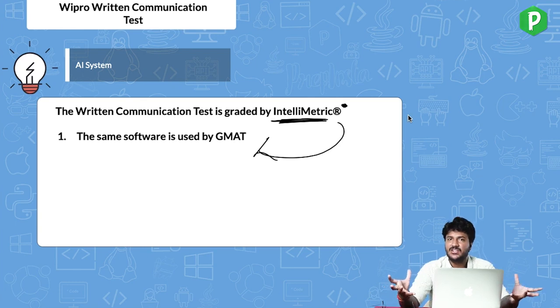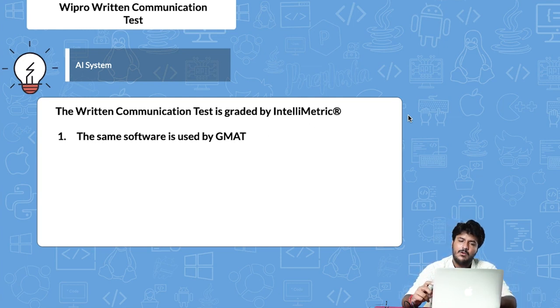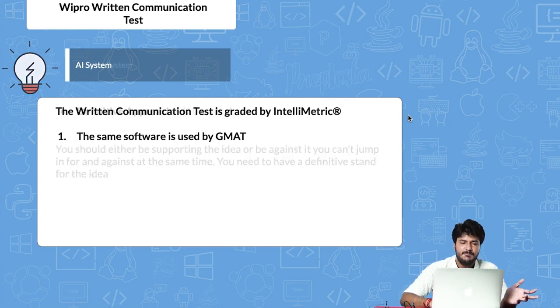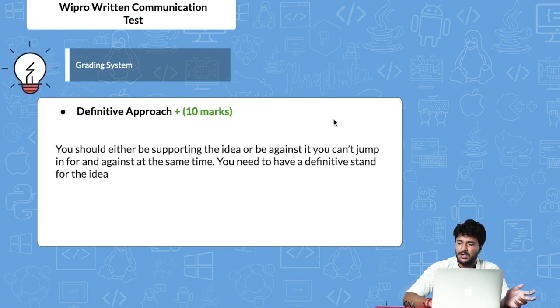Not just does it identify very factual information or errors that you are making, it is also able to understand the meaning of what the paragraph is saying, and comprehend that meaning much better than a human being. So even if a human being is grading the essay that you have written, the AI system will be able to find more mistakes and understand and comprehend the meaning better than a human being. The same software is used by GMAT. So we'll be giving you a few examples of how the AI system gives you marks, what the maximum marks given by the AI system are, and what parameters the AI system is going to give you marks on.